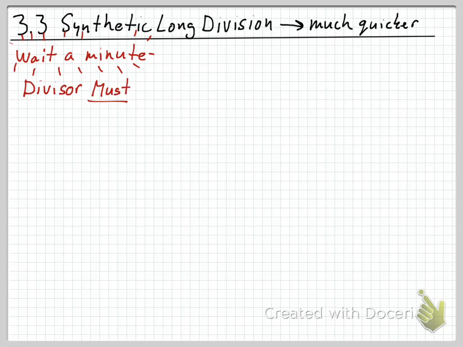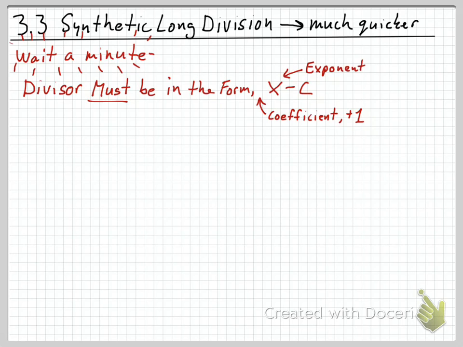Now, before we do long division by synthetic, our divisor, in other words, one of the factors we're looking for, has to be this simple binomial, x minus some sort of constant. No coefficient in front of the x, no exponent on the x.